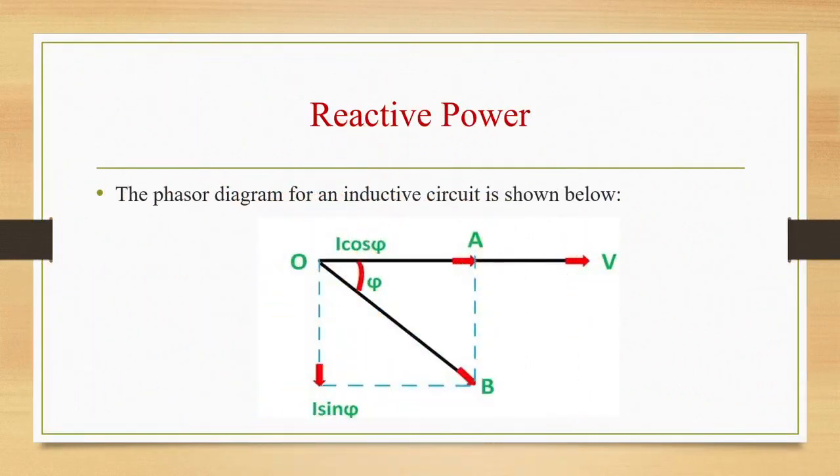So the phasor diagram for an inductive circuit is shown in the figure. Here we have taken voltage as reference, and this is the current phasor. OA is the voltage phasor. Current is lagging voltage by an angle phi. So we can write here I cos phi and I sin phi. Cos phi is nothing but adjacent by hypotenuse, and sin phi is opposite by hypotenuse.